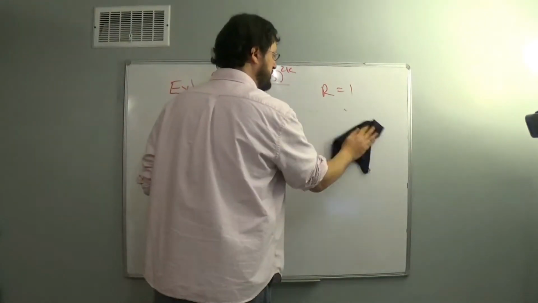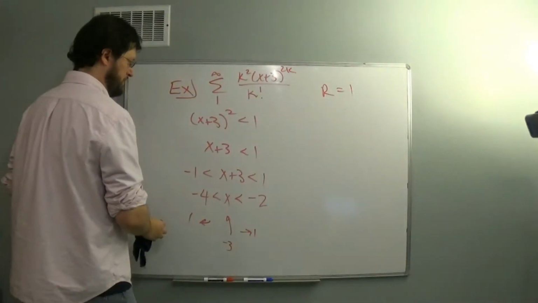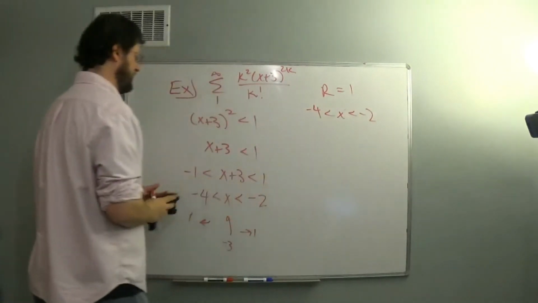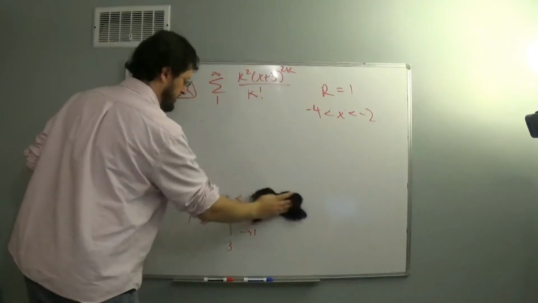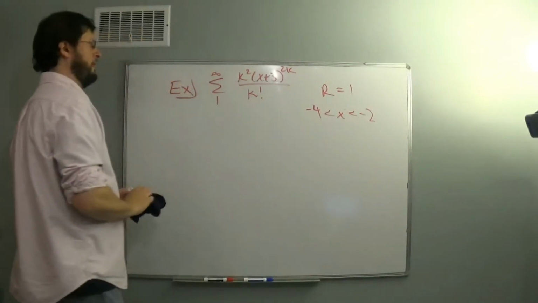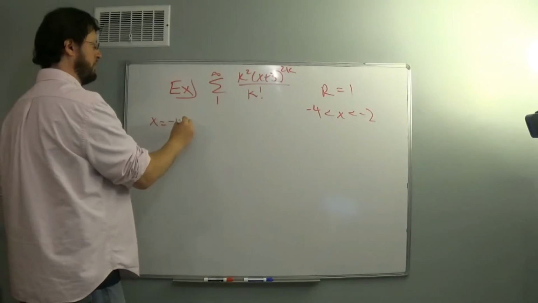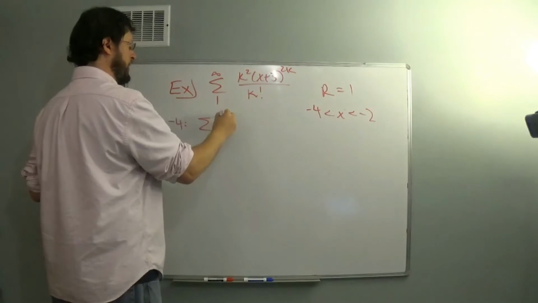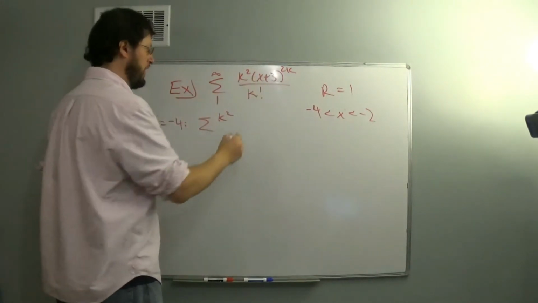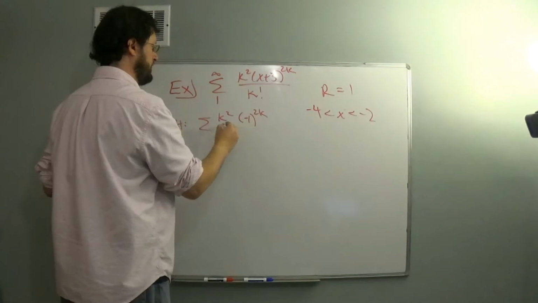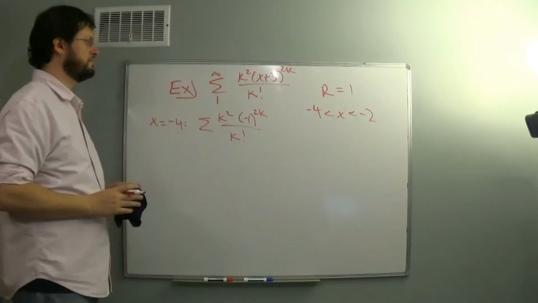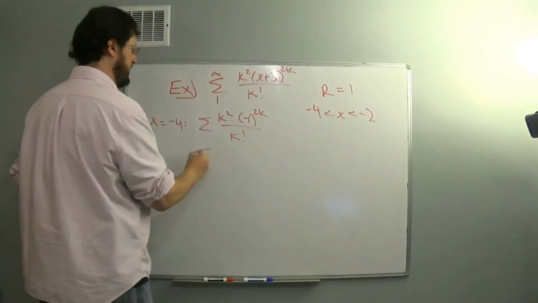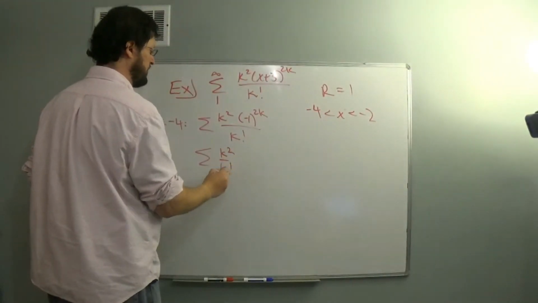So that's fine, but we still do need to check the endpoints. So we're looking at -4 less than x less than -2, but we do need to check those endpoints. So let x equal -4. If x is -4, this becomes the sum of k squared, -4 plus 3 is -1, so that's (-1) to the 2k over k factorial. (-1) to the 2k is always -1 to an even power, so that's the sum of k squared over k factorial.